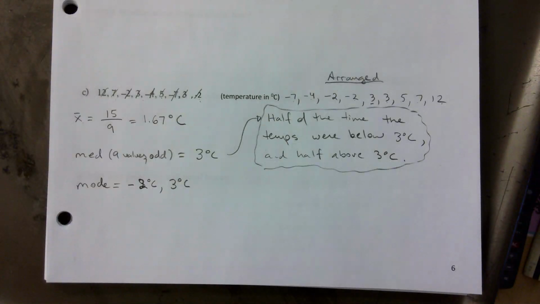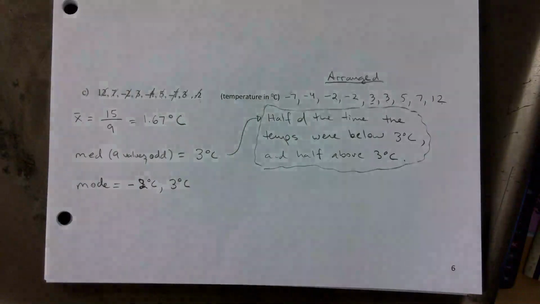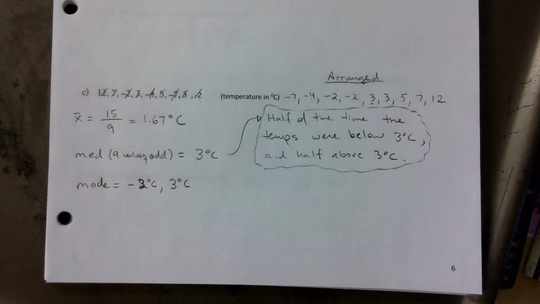You might see government reports talking about income. The median household income is $60,000. That means half of the families are below that. Half of the families make more than that. Okay, so that's what the median is best known for.